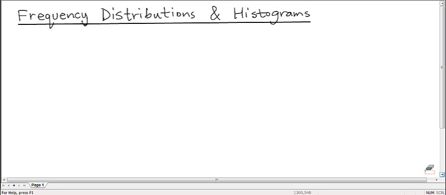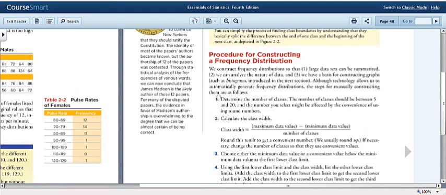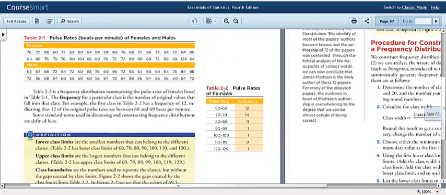Hello, the topic for today is frequency distributions and histograms, and I'm going to be showing you how to make a frequency distribution and then a histogram from that. The instructions are in your book on page 48, okay? They have the procedure for constructing a frequency distribution, but let's look at an example, okay?